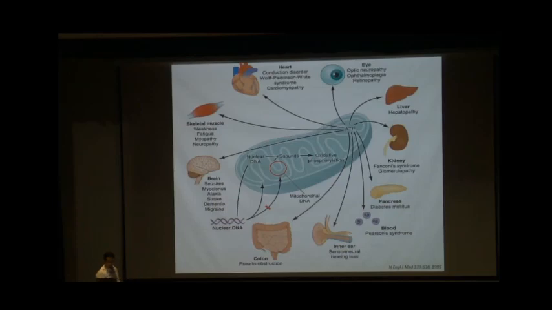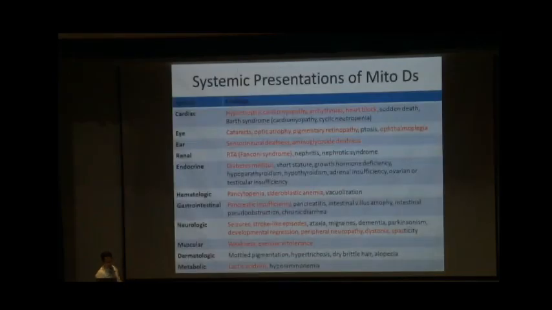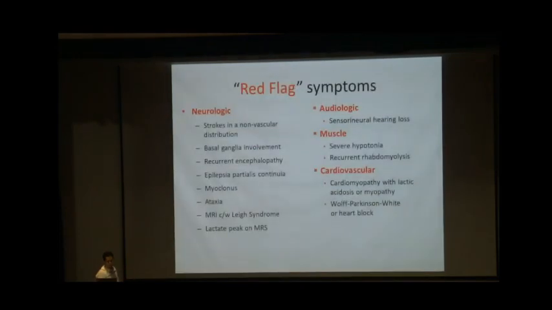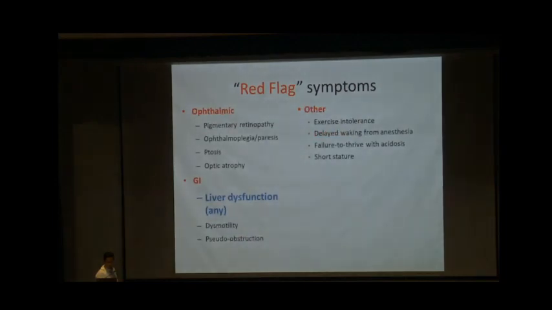So they may present with everything. This is the slide showing that they can present in any disorder. You have to remember these disorders to know how we want to evaluate these cases. They may have cardiac, eye, renal, endocrine, hematological involvement. In a single patient, they may have all sorts of manifestations. These are the red flags that I've already explained, so I'll not go into the details.